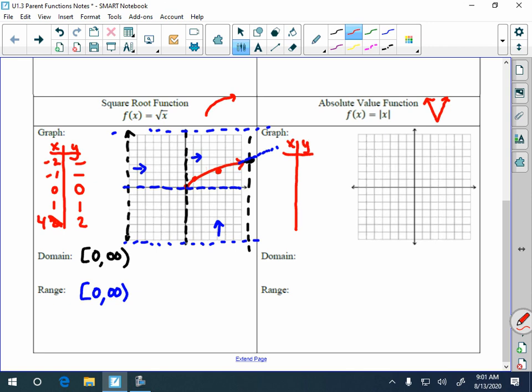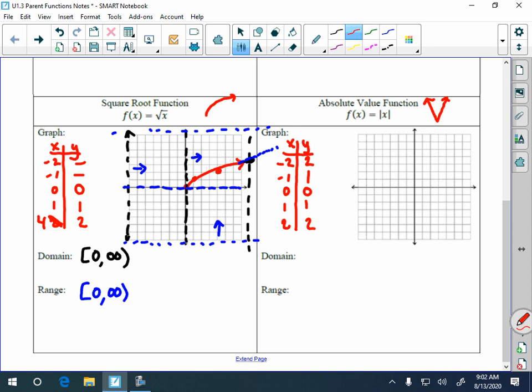All right, so using our XY table, again we could use -2, -1, 0, 1, and 2. Now when we take the absolute value of -2, we have to remember that absolute value all it does is make the answer positive. So the absolute value of -2 is positive 2. The absolute value of -1 is 1. The absolute value of 0 is 0. The absolute value of positive 1 is just positive 1. And the absolute value of 2 is 2.